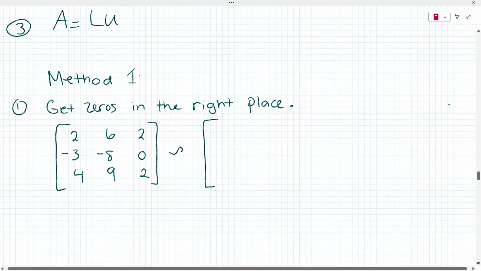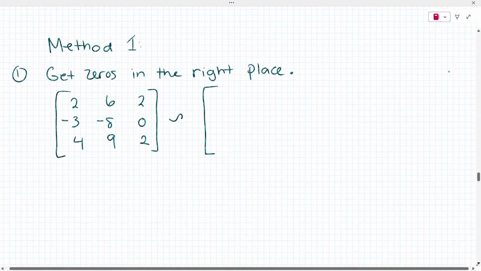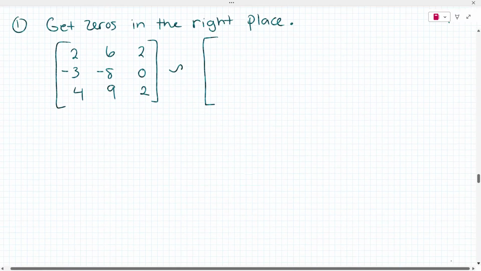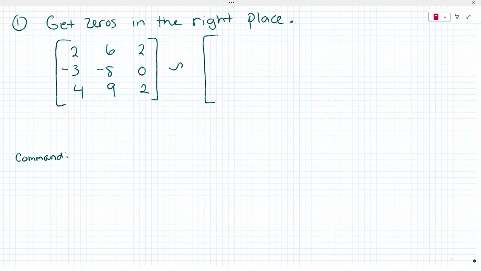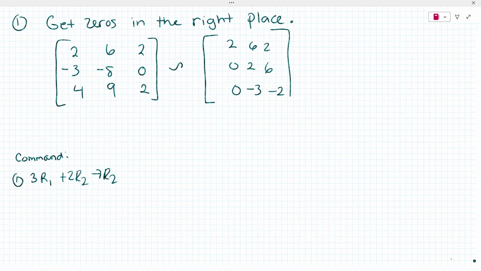I already did this. You could use a computer if you want, or you could do it one by one. It's up to you. So the command, I'm going to put it here. The first one was 3 row 1 plus 2 row 2 gives us your new row 2. I think that's going to give you 2, 6, 2, 0, 2, 6, 0, -3, -2, right?